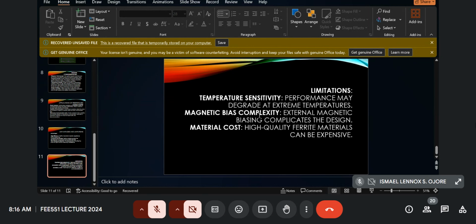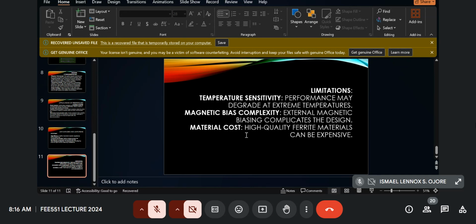In limitations of using these types of modulators, you have temperature sensitivity, where their performance may degrade at extreme temperatures. So this affects the locations where we use these modulators. We also have magnetic biasing. It is complicated to achieve the magnetic biasing for the ferrites. It complicates the design. We also have the material cost. High quality ferrite materials can be very expensive.